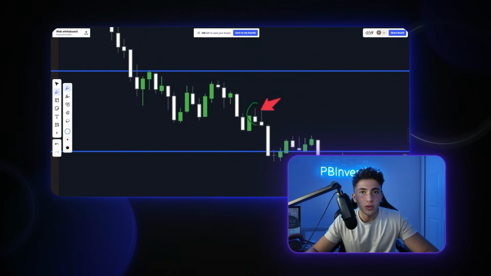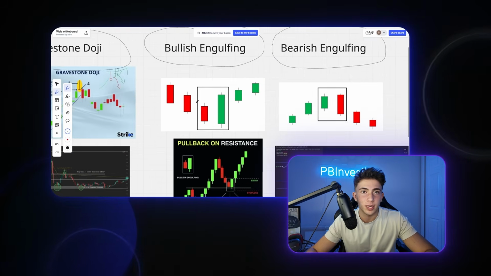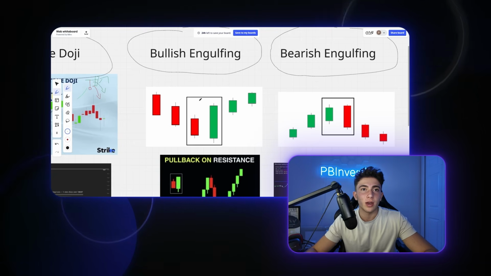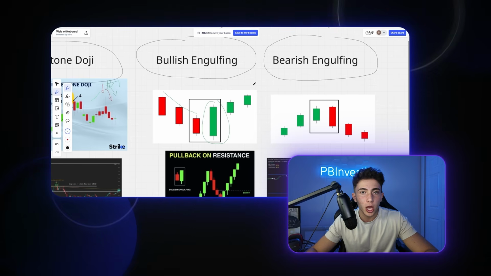Right here, gravestone doji on the 5-minute, gravestone doji, and I'm going to show you some more examples in a second. Next, the bullish engulfing candle. This is when you have retracement, retracement, retracement, and then you have a green candle that is bigger than the red candle before. It opened under it and closed over it.